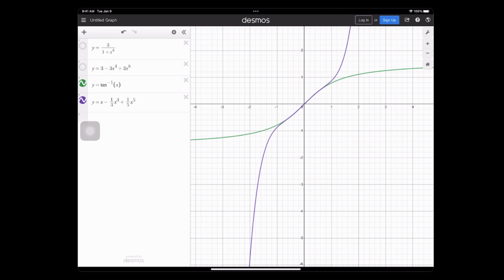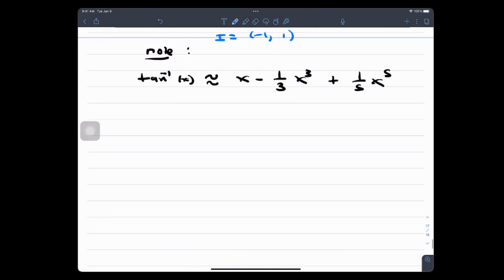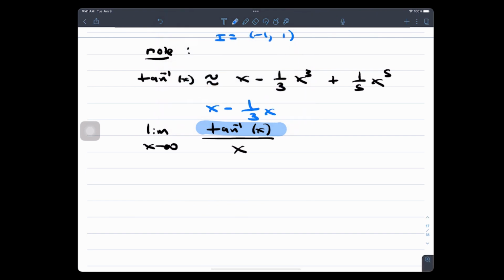And again, it's easier to perform limit questions, I should say derivative questions, with these kinds of curves. Anyway, you might say, well, what do you mean? So, for example, they said, what's the limit as x goes to 0 of inverse tangent x over x? What you would do is use some of these terms here: x minus 1/3 x cubed plus 1/5 x to the 5th.